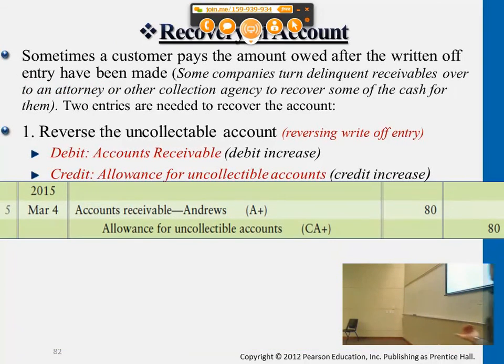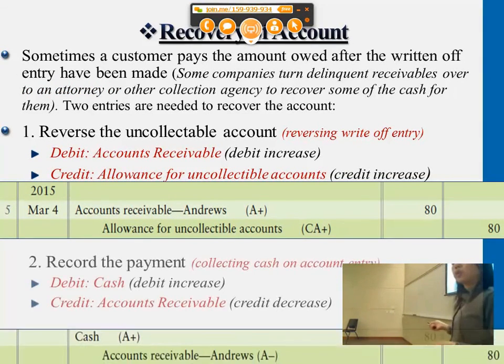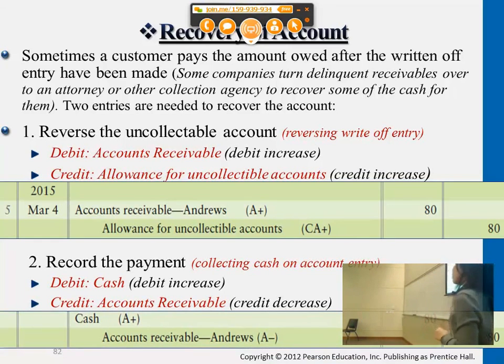Okay, but after this write-off entry, it's possible that some of the clients have enough cash and make the late payment, for example, a few months later, March 4th. Then you just reverse the earlier entry, increasing the balance of accounts receivables back to its normal balance, the $80 for that client, reducing the allowances account, and then the regular cash collection entry.